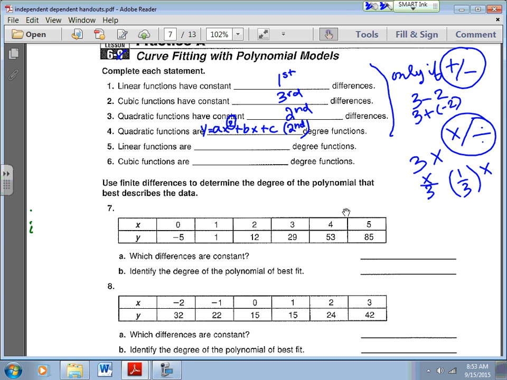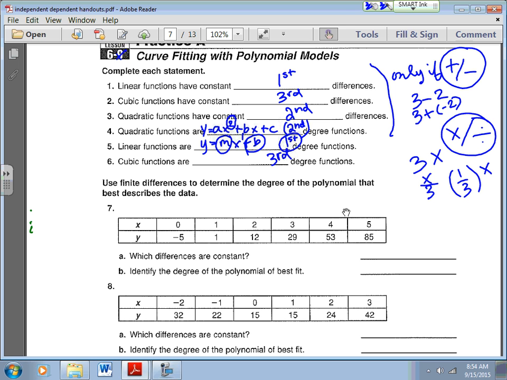Linear functions, those are y equals mx plus b, and I want to remind you, this is your y-intercept, right? And this is your slope, your rise over your run. The x is to the first power, so that's first degree. Cubic functions, third degree. So it would be y equals x to the third plus something x squared plus something x plus something, or a constant.